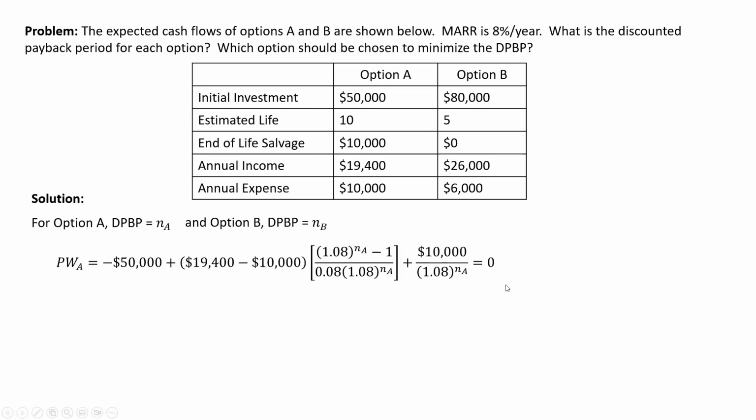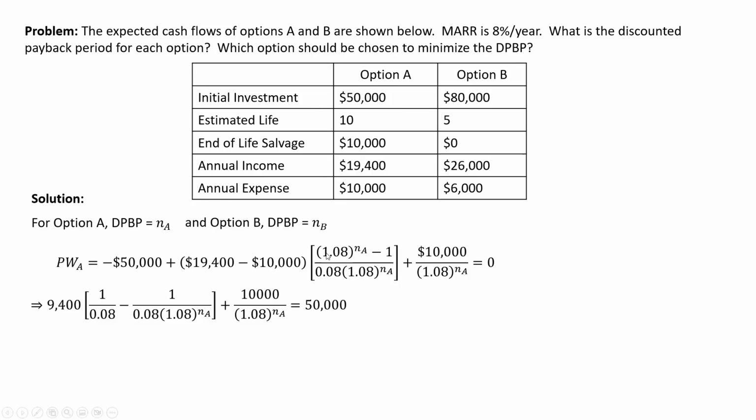Okay, now the math. Yeah, adding $50,000 to both sides. That's why you don't see a negative 50,000. You see that here as a positive 50,000. And this minus that is 9,400. And then, check this out. Wait, why didn't I do that earlier?